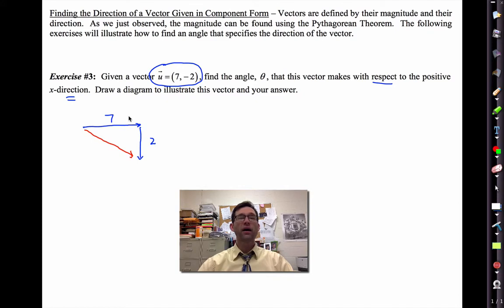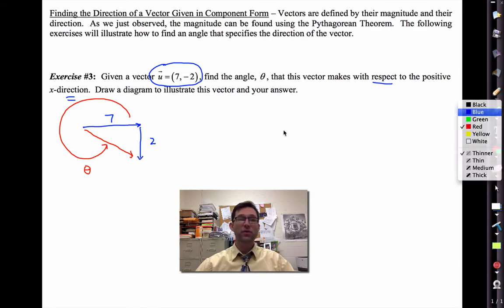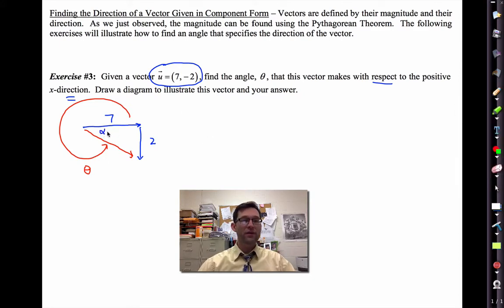Now, I want to know this angle. That's what I want to know. I always want to know the counterclockwise angle from due east. What would be helpful is if I figured out, I'm going to go back to blue, this angle. Now, I can always do that by using very simple trigonometry.